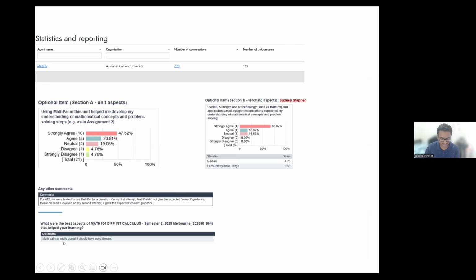I think this comment was really useful because it says, Mathpal was really useful, I should have used it more. Most people tend to find that it was really useful only towards the end of the semester, because after repeated use, things were actually making sense to them.